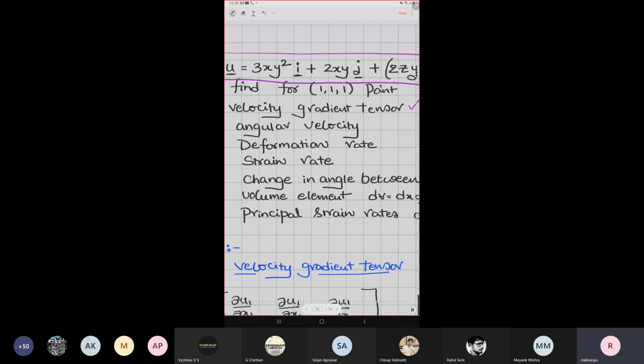What I'm supposed to do? Velocity gradient tensor is you take del, apply it on u. This is what we call velocity gradient tensor. It is a second rank tensor.